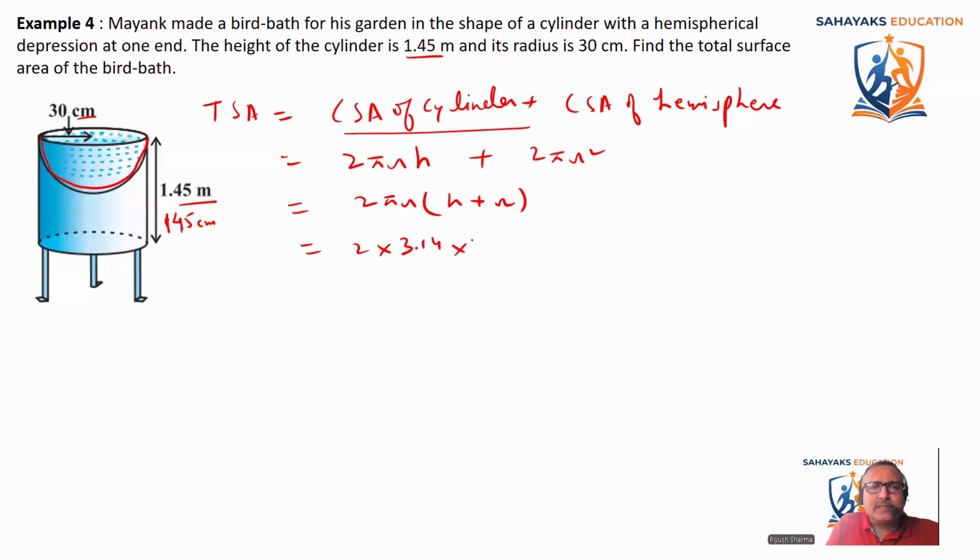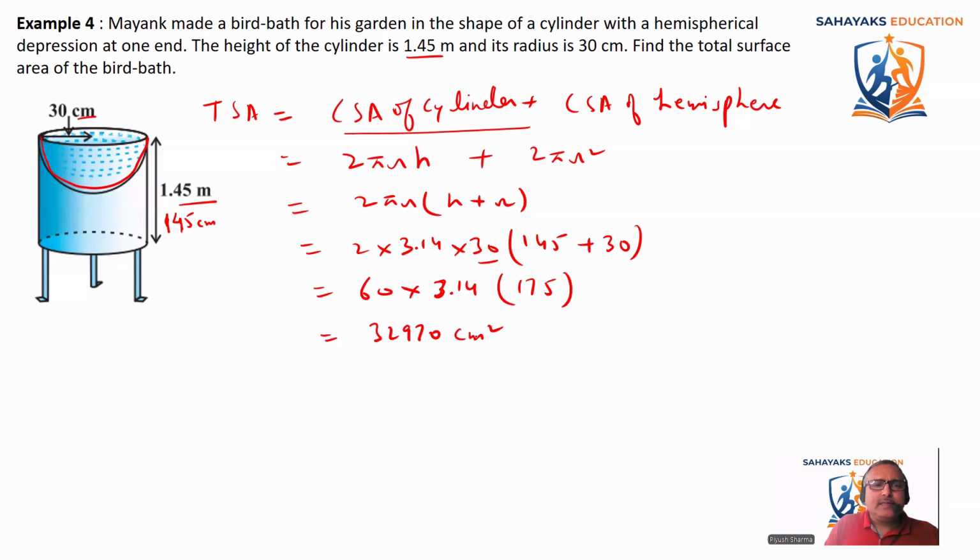2 into 3.14 into radius, which is 30. Yes, radius is 30 centimeter. Height is 145 plus radius 30. So it comes as 60 into 3.14 into 175, since 145 plus 30 is 175. So let's compute it. 175 multiplied by 3.14 multiplied by 60 gives us 32970 centimeter square.